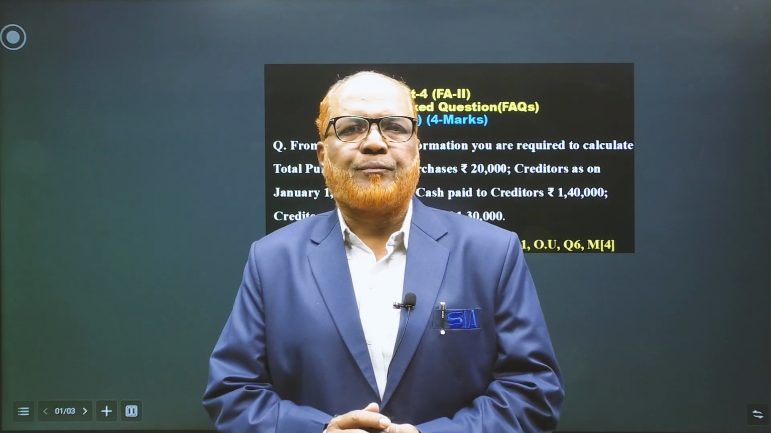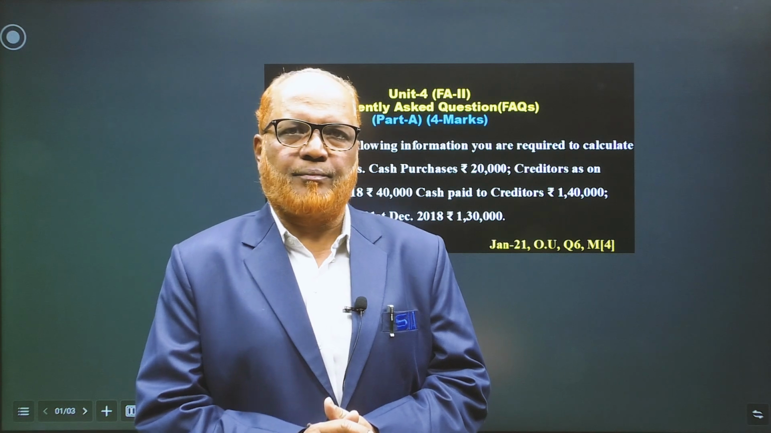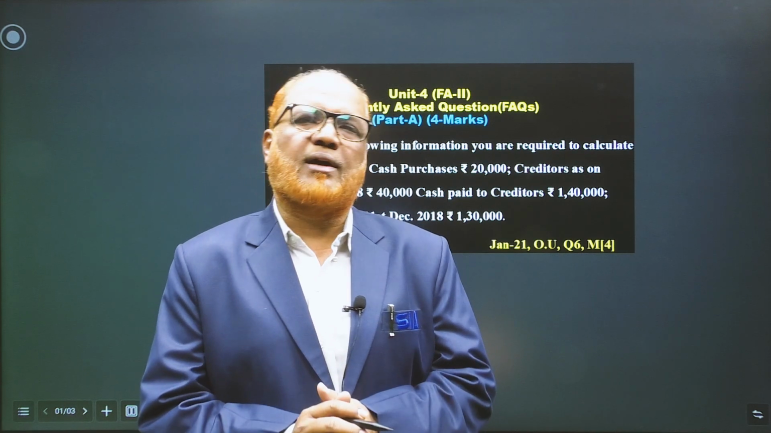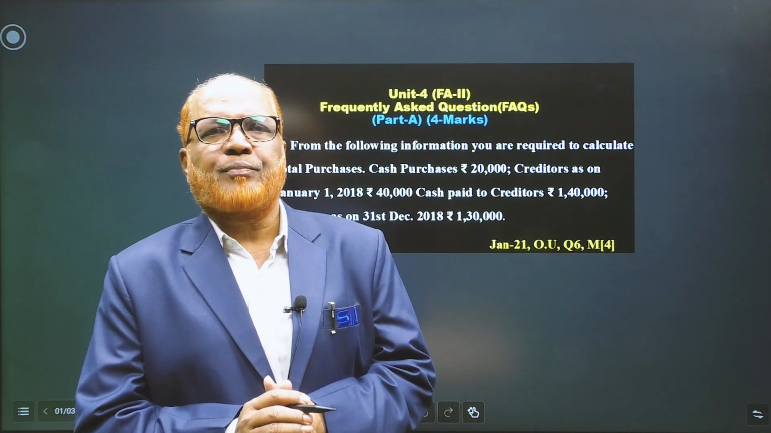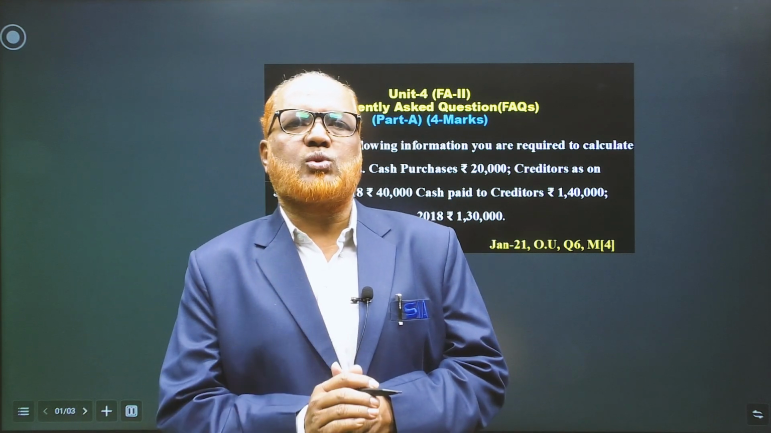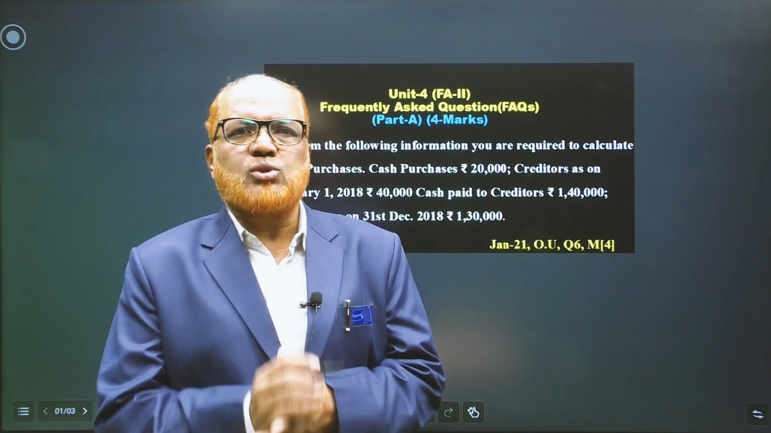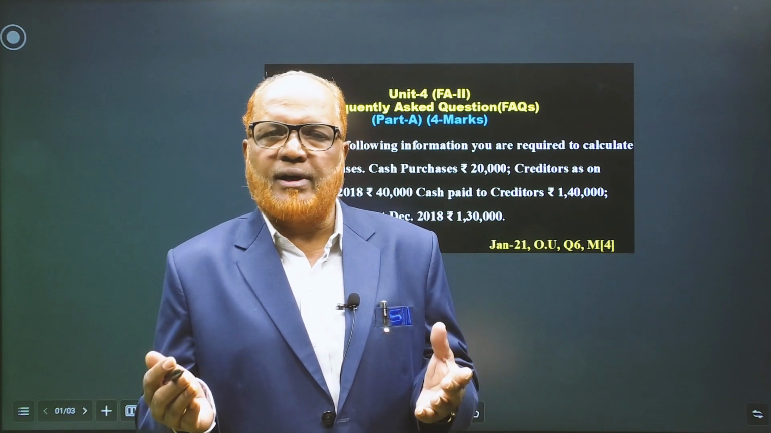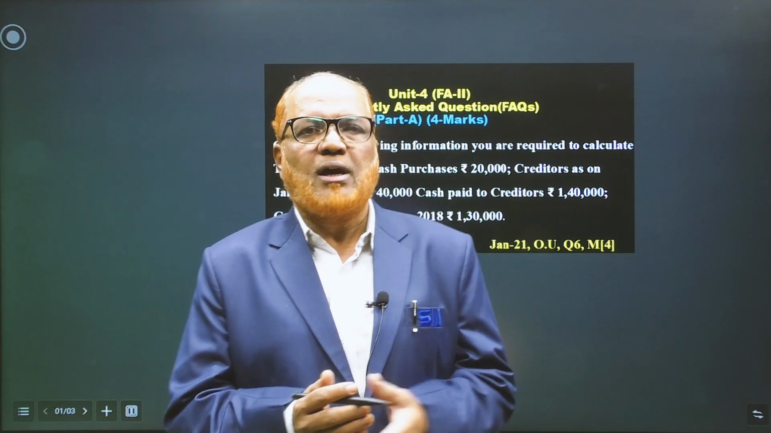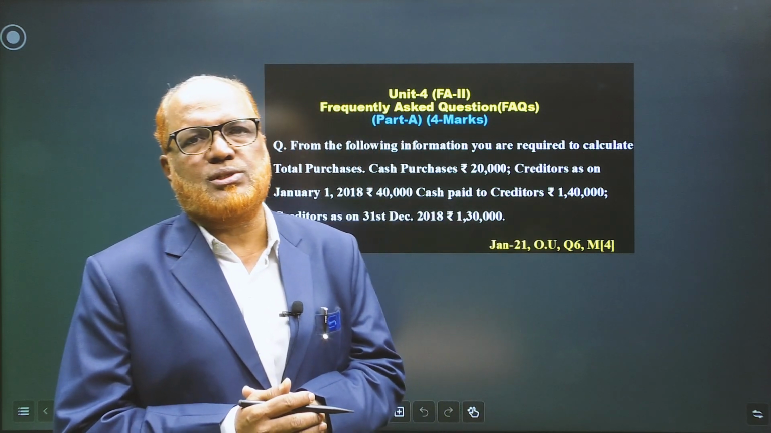Now presently, I'm explaining about the topic single entry, which is in Unit 4 of Financial Accounting 2. In this paper, you will get 4 marks questions as well as 12 marks questions in single entry. For 4 marks questions, sometimes theory, sometimes problems will be asked. Different types of problems I've already explained. So many videos I've provided. Now in this video, I'm going to explain purchases.